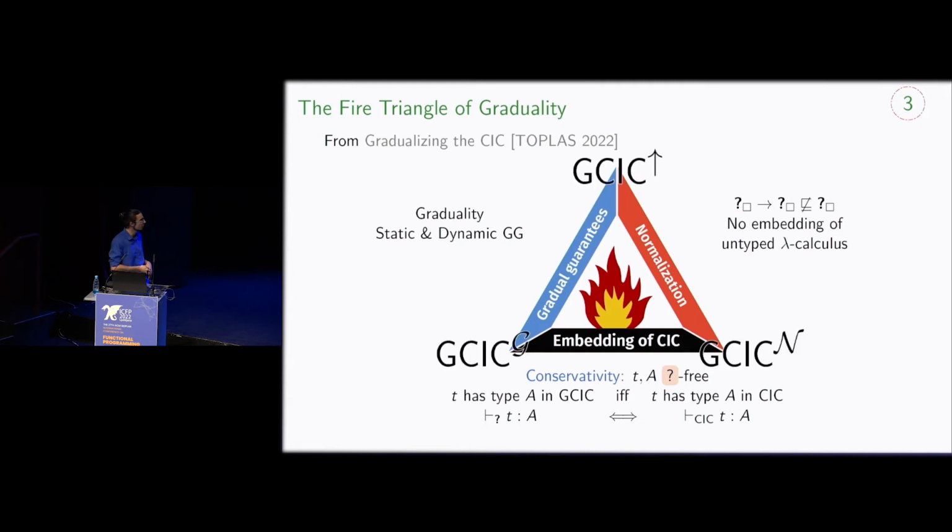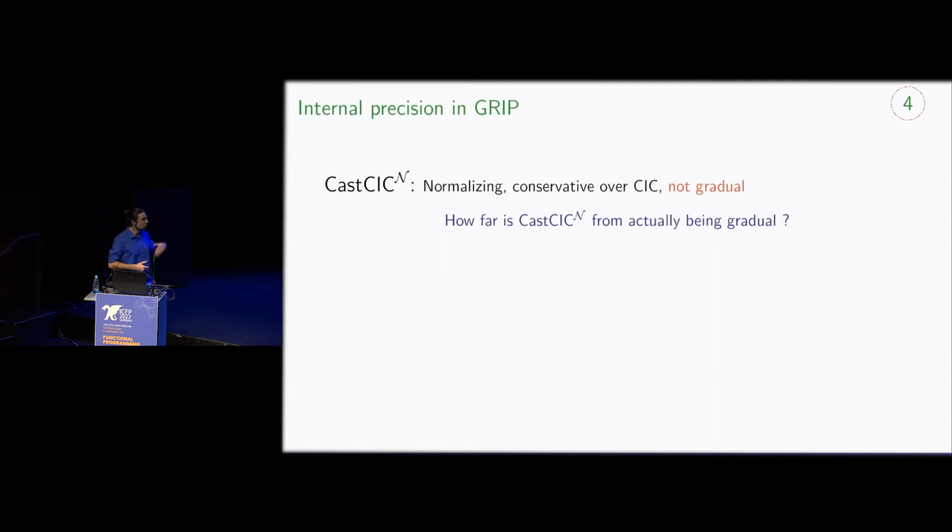So in this work, we had 3 different variants in previous work that were trading the different possibilities. And in this work, I will concentrate on this variant, which has both an embedding of CIC and is normalizing. So now I will look at the cast calculus which has this property. So I have this CastCIC, which is both normalizing and conservative over CIC. However, it does not satisfy all the gradual properties.